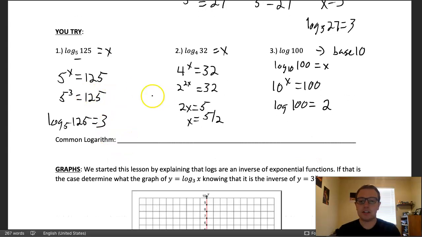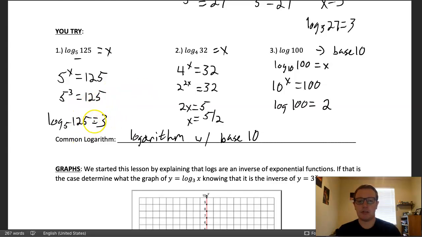Now I just touched upon this, but if we don't have a value in the base, that's using the common logarithm. And all the common logarithm means is it's the logarithm with base 10. So anytime you don't see a value, you're going to use base 10. Okay, that's the basics of logarithms.